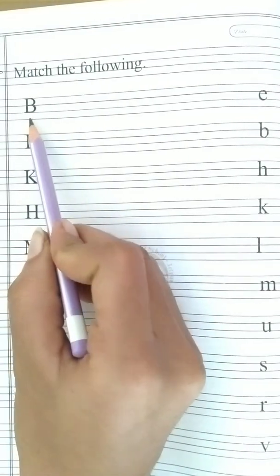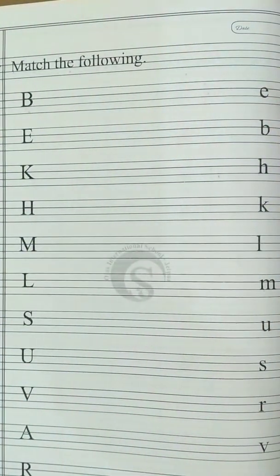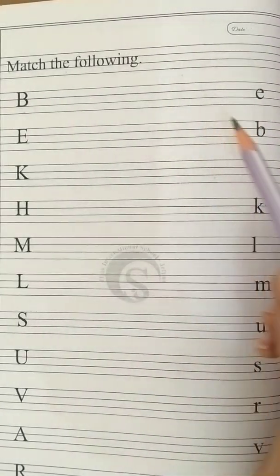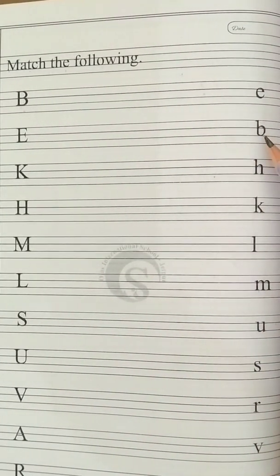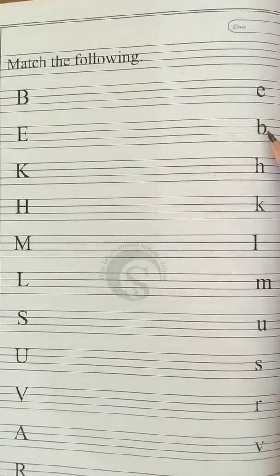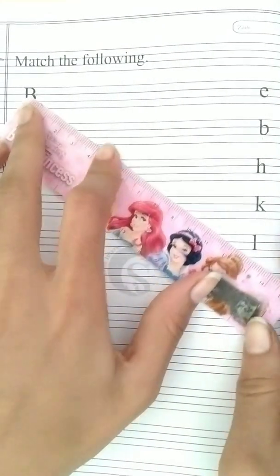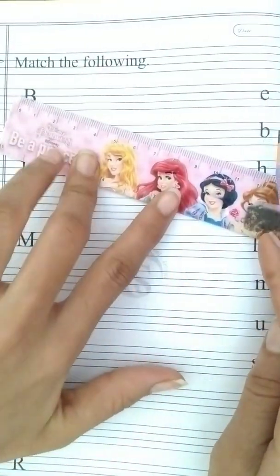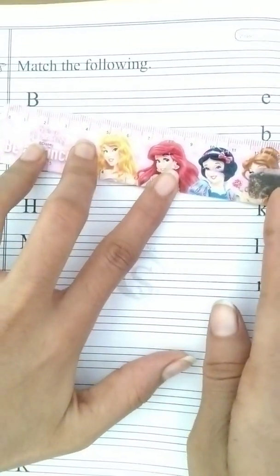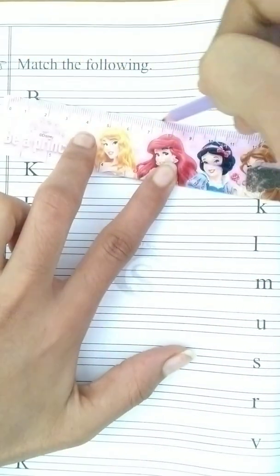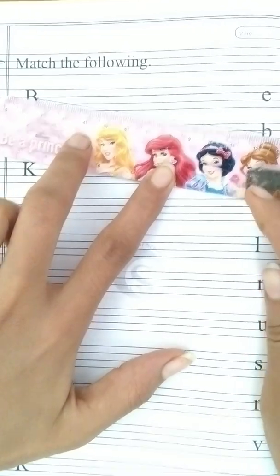Yes, it is capital letter B. Now let's find this side. Where is small letter B? Is it? No. Is it? Yes, this is small letter B. So we have to match the capital B with small b. I am using the scale. Okay children, you also have to use scale whenever you are matching. Capital B match with small b.